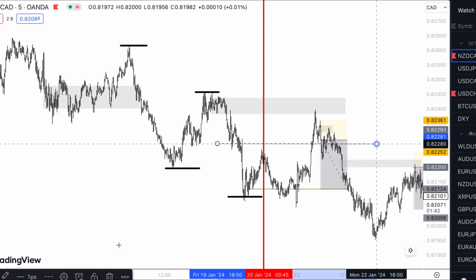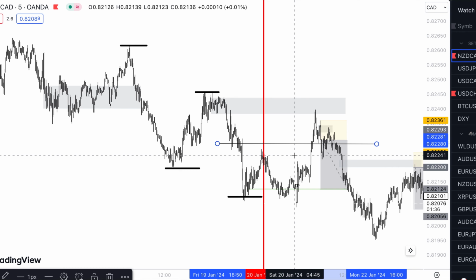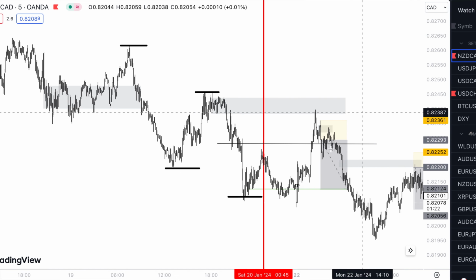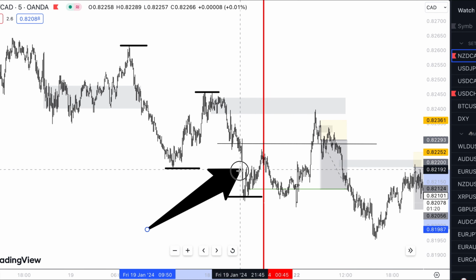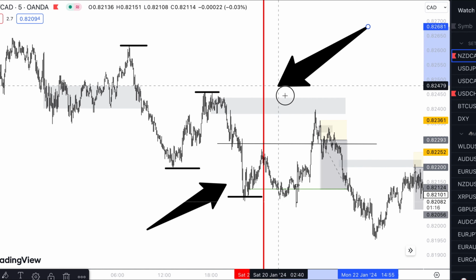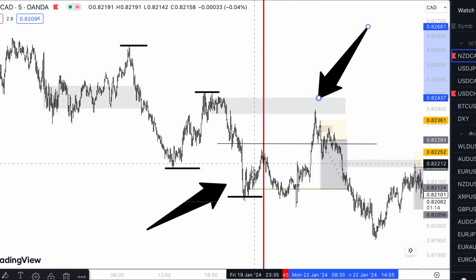Okay? This would be considered your equilibrium in price, and this basically divides price into discount and premium. And what that means is, if we're selling to make money in Forex, we want to be selling at premium prices rather than discount. Premium price is at the top of the range, and discount is at the bottom of the range. So when you're buying, you want to buy low, so that would be buying at the discount of the range. And when you're selling, you want to sell high, so that would be the premium part of the range.